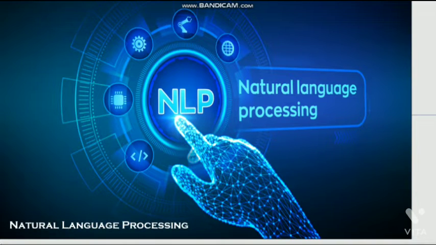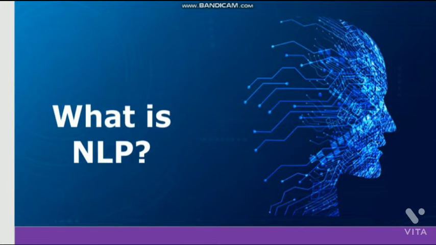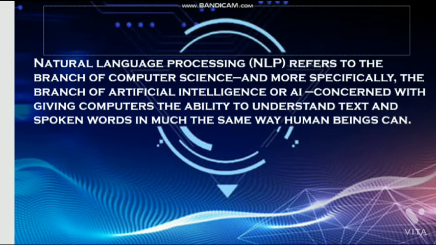So first, we need to understand what NLP is. We can define it as basically a branch of computer science, or more specifically, a branch of artificial intelligence which is concerned with giving computers the ability to understand text, words, paragraphs, and sentences the same way that human beings can do.